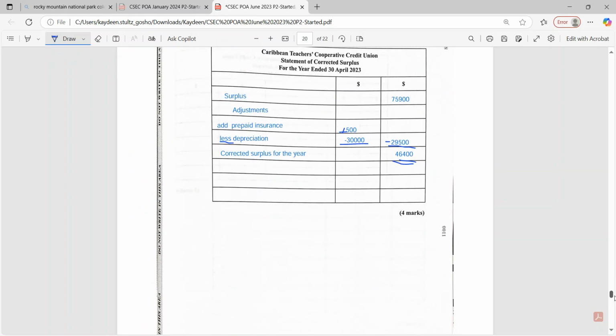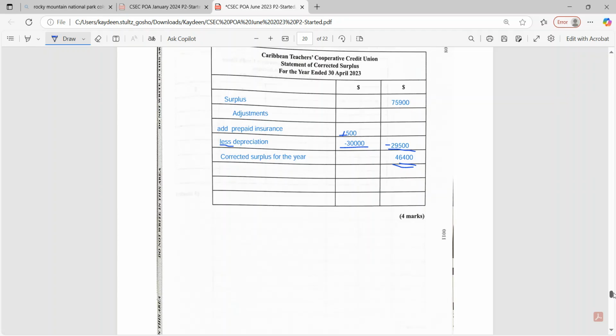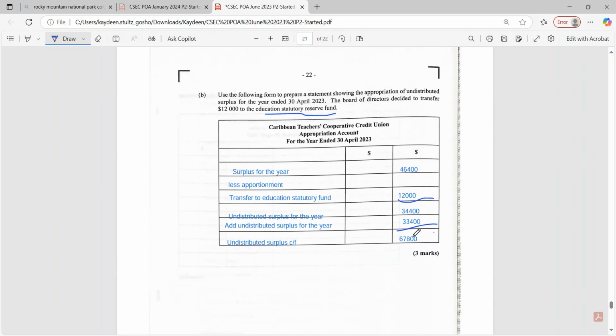So we add that. So add 33,400 to the undistributed surplus for the year, 34,400, which gives us a total undistributed surplus carried forward to the next year of 67,800.